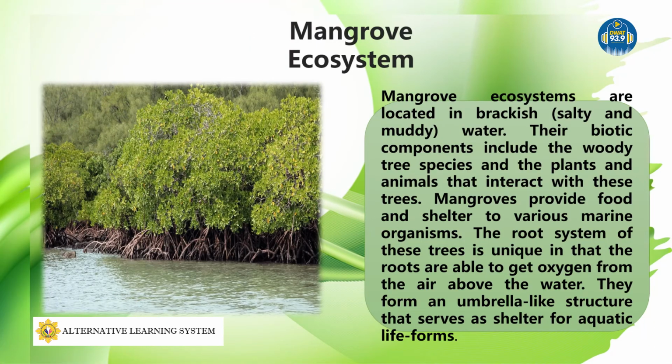Second one is mangrove ecosystem. Mangrove ecosystems are located in brackish or salty and muddy water. Their biotic components include the woody tree species and the plants and animals that interact with these trees. Mangroves provide food and shelter to various marine organisms. The root system of these trees is unique. The roots are able to get oxygen from the air above the water. They form an umbrella-like structure that serves as shelter for aquatic life forms.